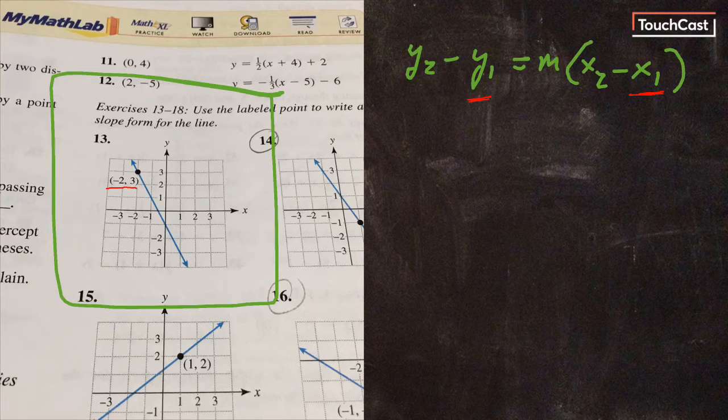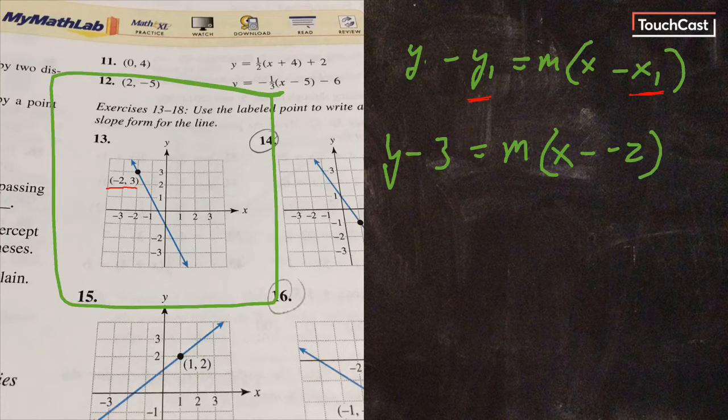Actually, we should say y minus y1, not y2 minus y1, simply because now I'm confusing this with the slope. So let's change that. Now let's work through this. Let's replace our y1 and our x1, and we get y minus the value of y1, which is 3 here, equals m times x minus the value of x1, which on this point is -2. So now we have part of the formula.